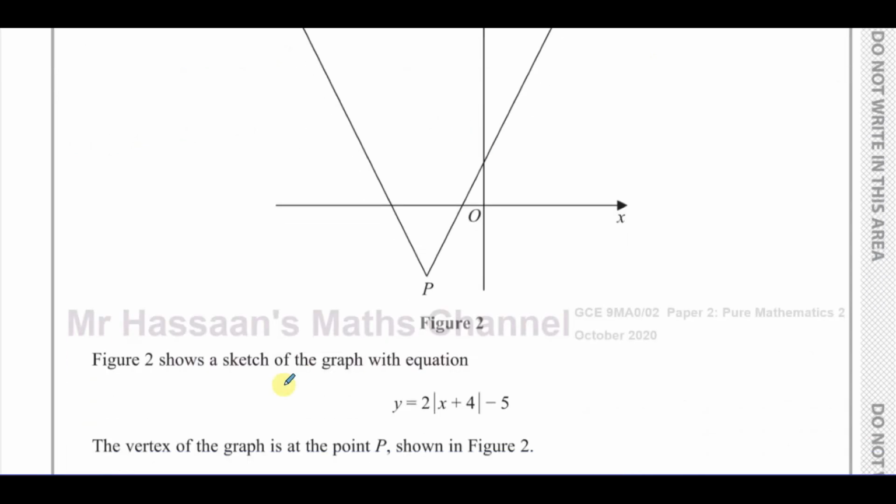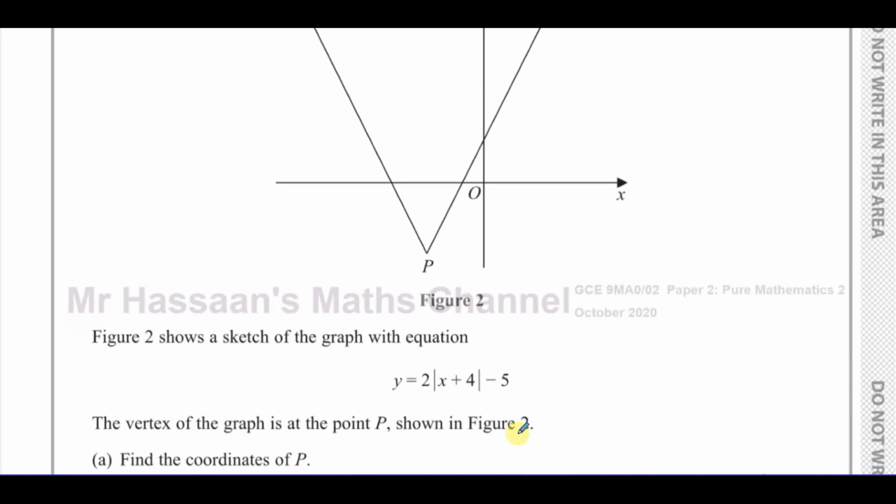In this question, we're told a figure 2 shows a sketch of the graph with the equation y equals 2 times the modulus of x plus 4, minus 5. The vertex of this graph is at the point P as shown in figure 2. It says find the coordinates of P.